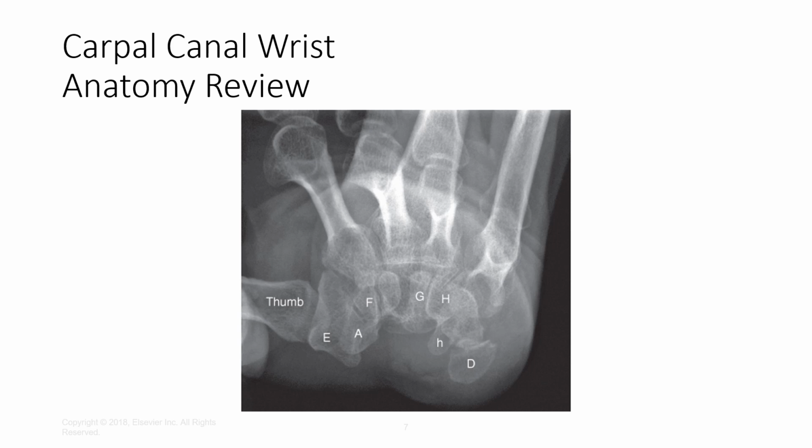Carpal canal. This is figure 4.11 on page 127. They are labeling thumbs, so that would be first digit, second, third, fourth, and fifth. And then you can see the scaphoid here is letter A, partially superimposed with the trapezium and the trapezoid in this picture.